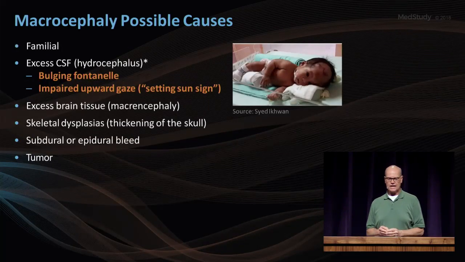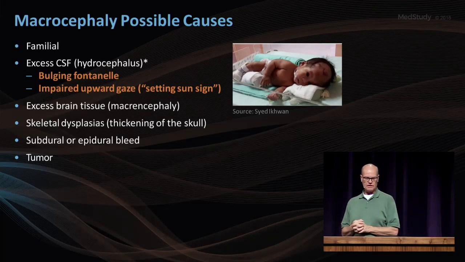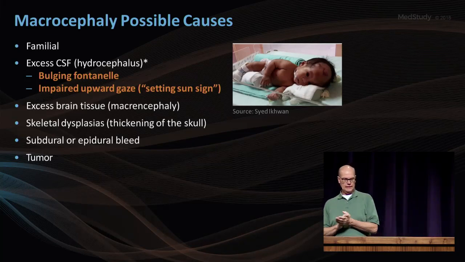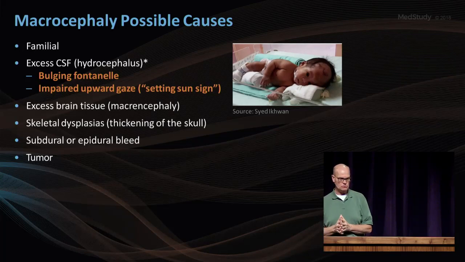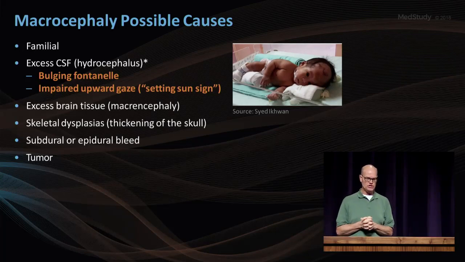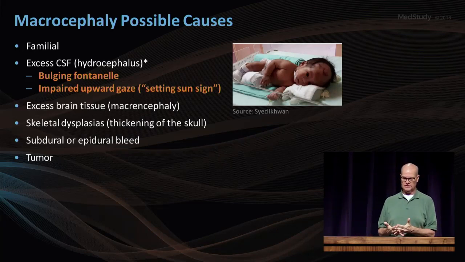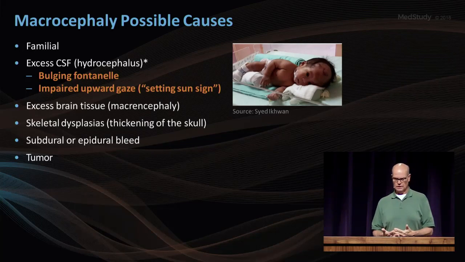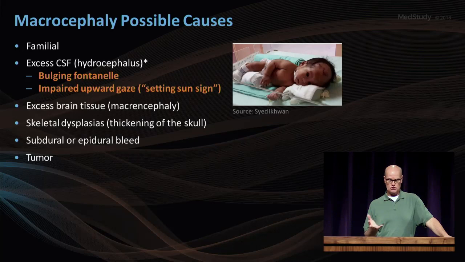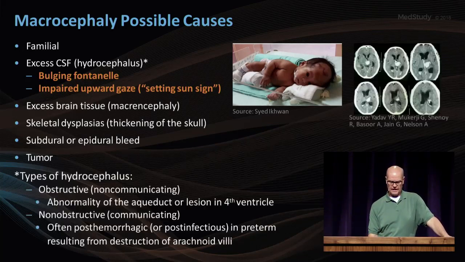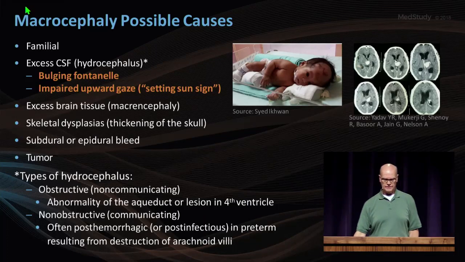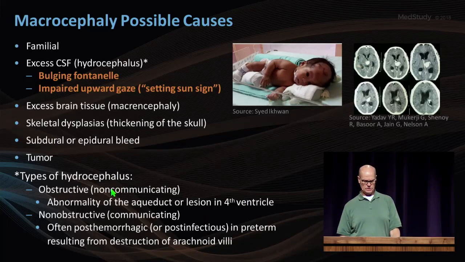All right, what about macrocephaly? Macrocephaly can be familial. It can be due to excess brain tissue or various skeletal dysplasias, but more worrisome, it can also be due to hydrocephalus, a subdural bleed, or a tumor. So in the vast majority of cases, these children, especially if they're younger, are going to need some degree of evaluation and workup.